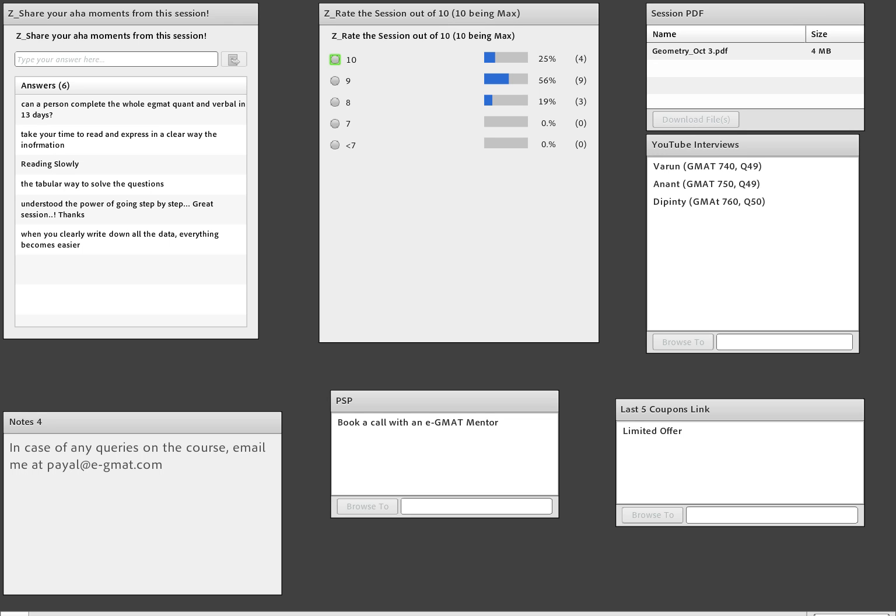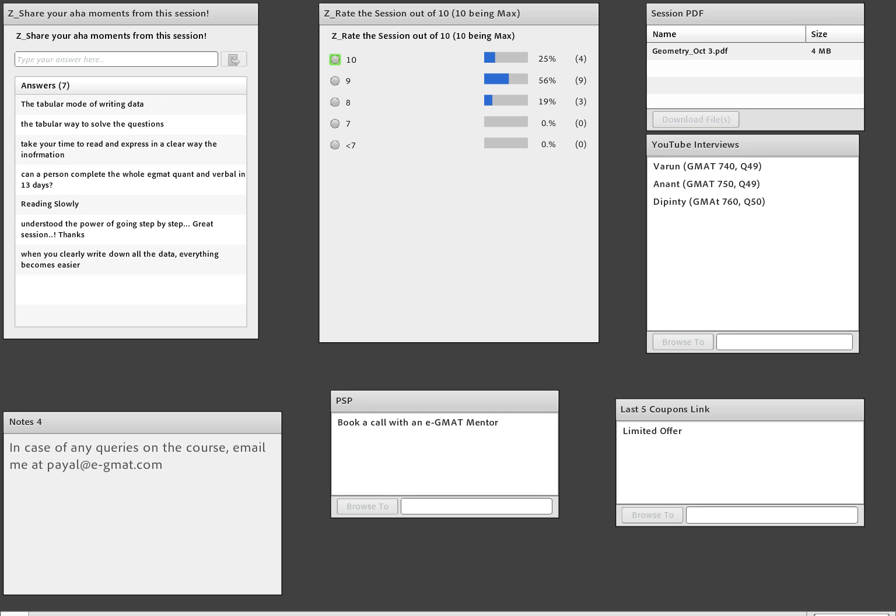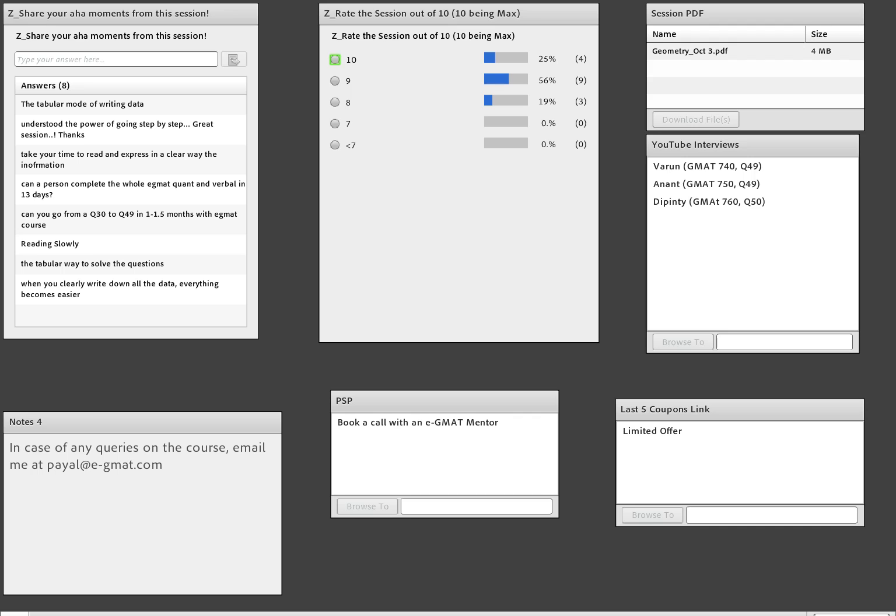Can a person complete the whole e-GMAT quant and verbal in 13 days? Depends. What percentile level are you at? It all depends upon your starting level. If you are, let's say, at V25 in SC, then you're not going to be able to complete SC, CR, RC and quant within 13 days. But if you only need fine tuning in all the sections and then need to work on test readiness, then yes, you can complete it in 13 days. So it all depends upon where you're starting from. I hope that you understand that.